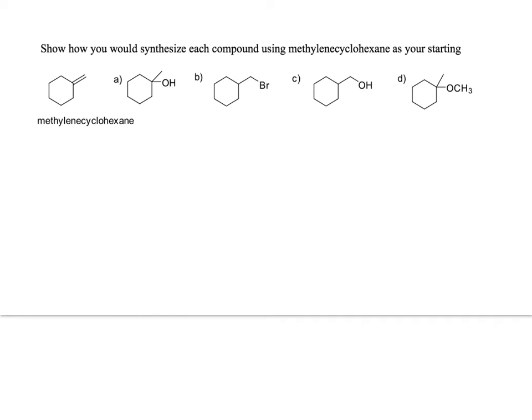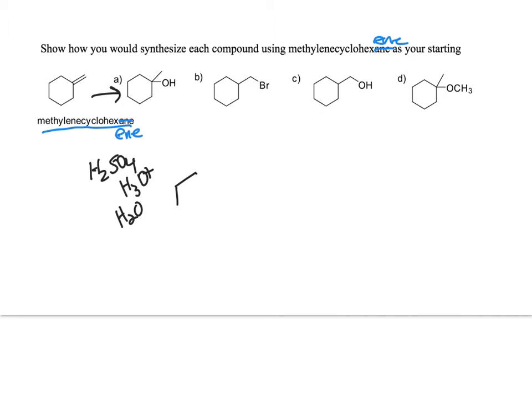Show how you would synthesize each compound using, this is methylene cyclohexane. It should be cyclohexene, ENE. Cyclohexene is your starting material, so you can make that correction. So basically, let's go to A. What do we need? We would need sulfuric acid, or some kind of H3O plus, and water.